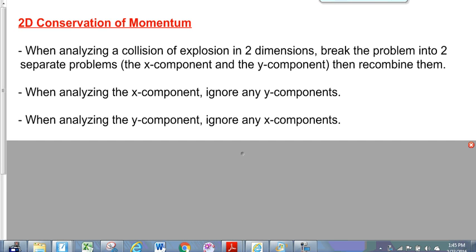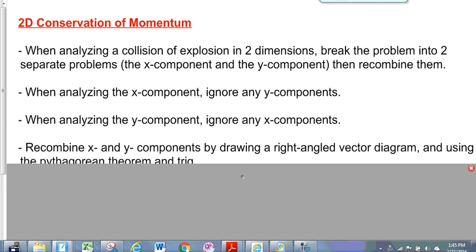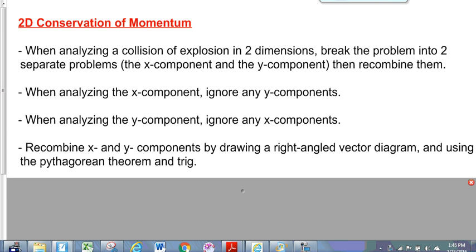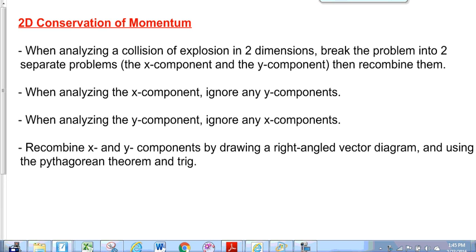What do you got to do though after you've analyzed the x and the y components? Then you got to recombine them. And you guys know how to recombine them. We've done that a million times in Physics 20. Once you've got an x final velocity and a y final velocity, then draw a vector diagram. Join the start to the finish. That's the hypotenuse of your triangle, and solve for it.